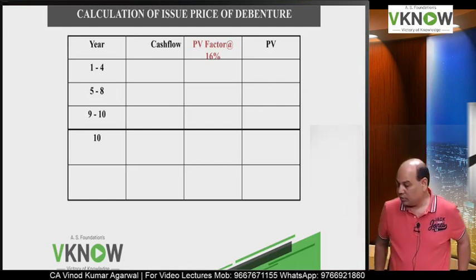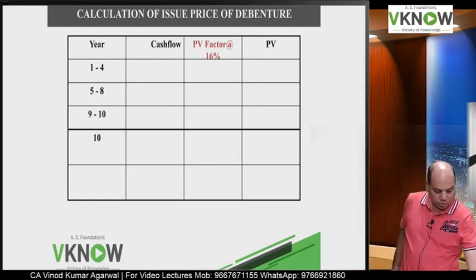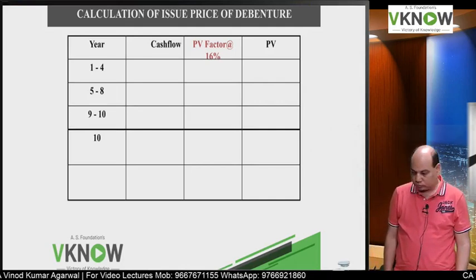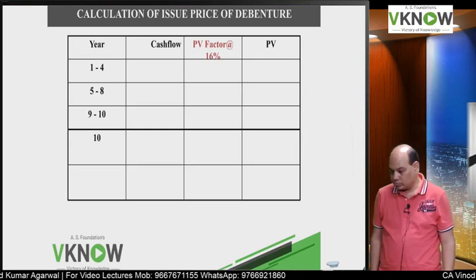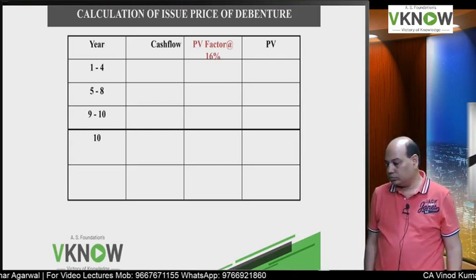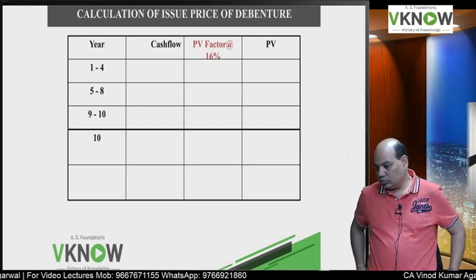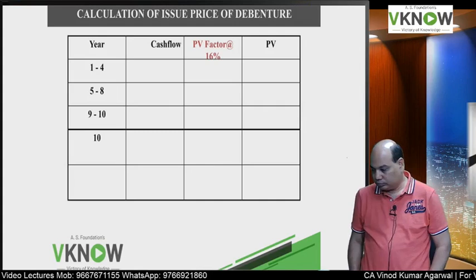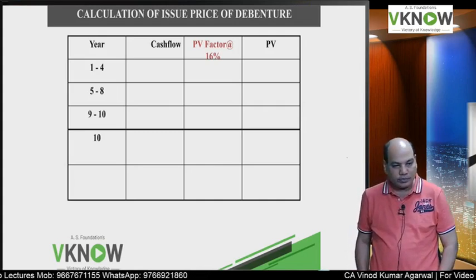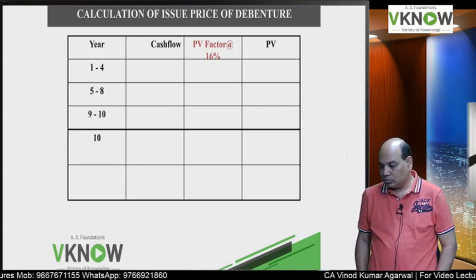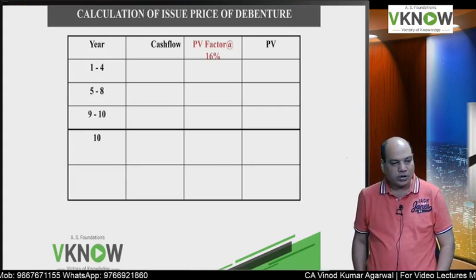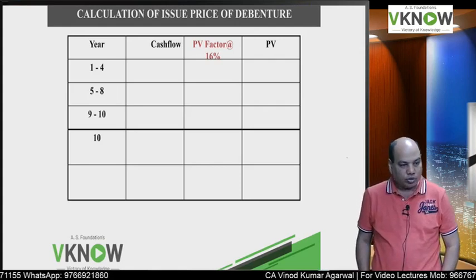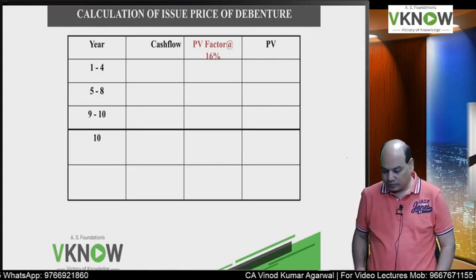Then you draw this table. Draw this table and solve. Year, cash flow, PV factor at 16% and PV, present value. Everybody should write the answer in the notebook nicely.